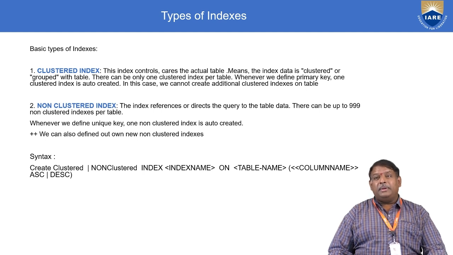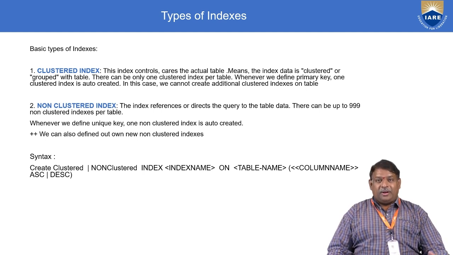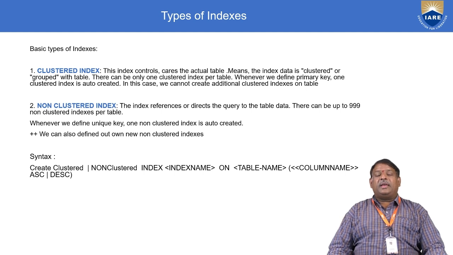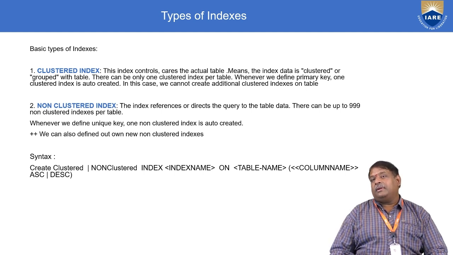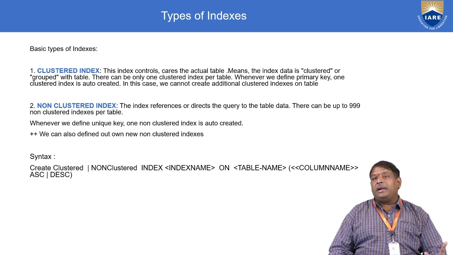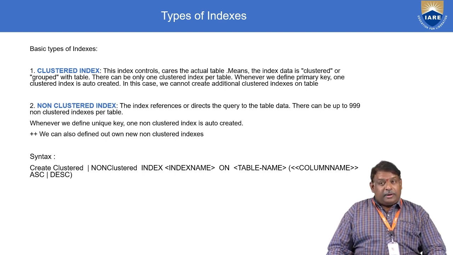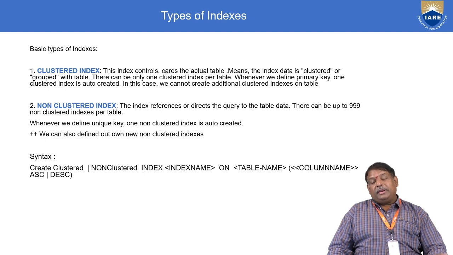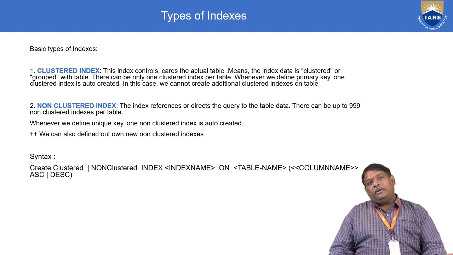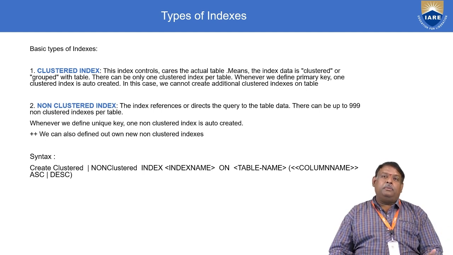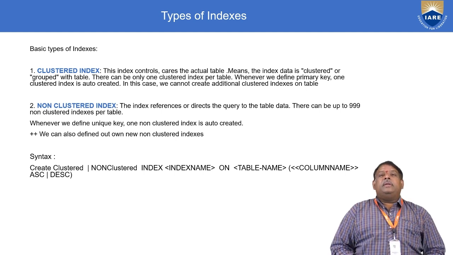Whenever we define a primary key, one clustered index is auto-created. In this case, we cannot create an additional clustered index on a table. There can be only one clustered index on a table, as there cannot be more than one. So whenever we create a primary key, automatically your clustered index will be created and the data will be sorted according to your primary key.